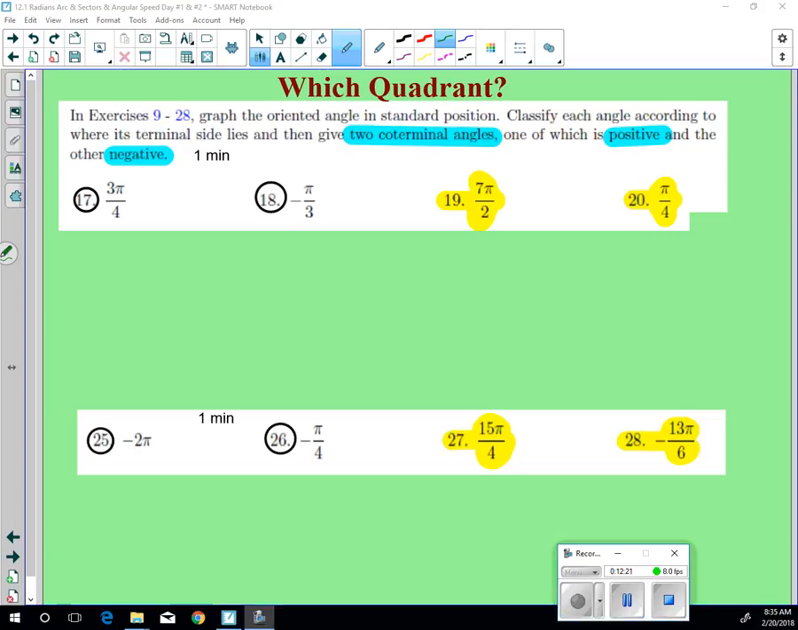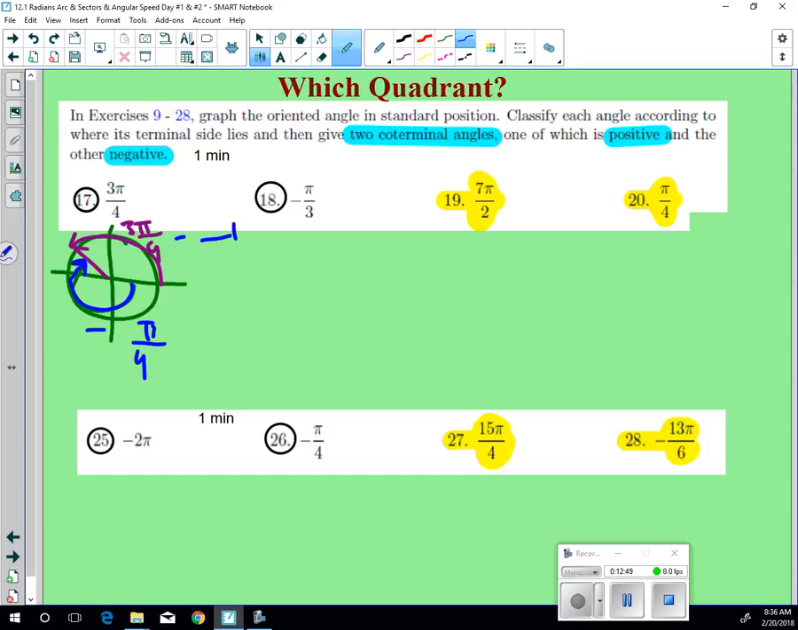Real quickly, here's from the homework, number 17. Here is 3 pi over 4, right here. Okay? So what is the negative going to be? I want a different color. Here we go. What's that going to be? Negative how many pi over 4? Well, we can get that by subtracting how many pi over 4? 8. So this will be negative what? 3 minus 8. There you go, negative 5 pi over 4.